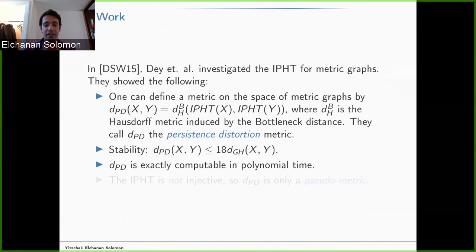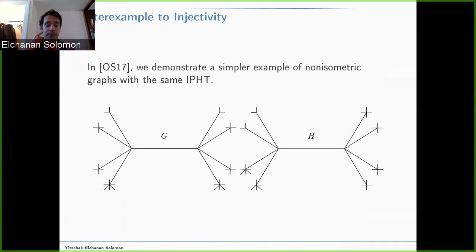So one thing I should say is that actually this transform is unfortunately not injective, which means that the stability result only goes one way. It's possible for the Gromov-Hausdorff distance to be positive, in other words the two metric graphs are not isometric, but the persistence distortion distance is 0 because their image is exactly the same. And in my paper with Steve, we also found an example of this. It's a pretty simple example of two graphs which have the same transform.